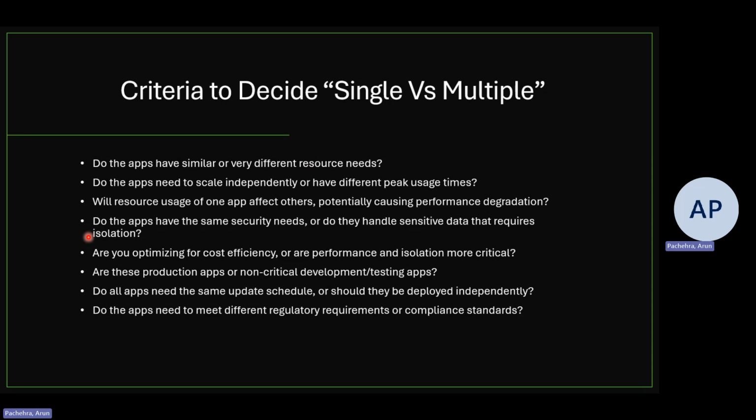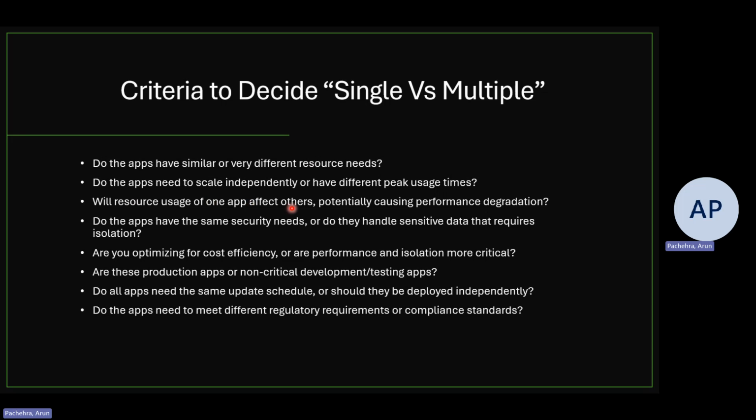If apps have significantly different scaling needs, for instance, if one app needs to scale out to multiple instances during peak times but another doesn't, it's best to put them on separate plans to avoid unnecessary scaling. So peak usage will help you understand which apps should be on a single plan if needed, or which apps we should not put in a single plan.